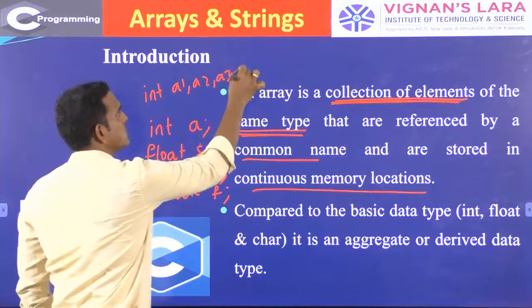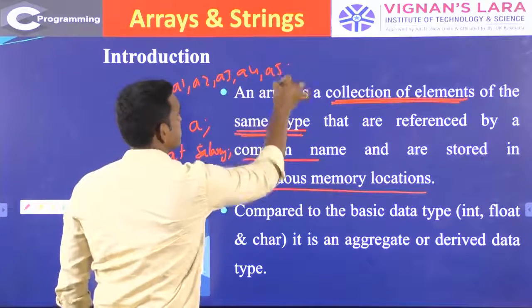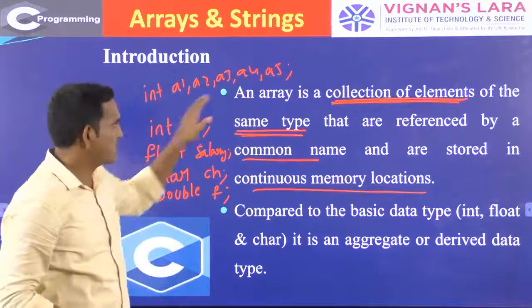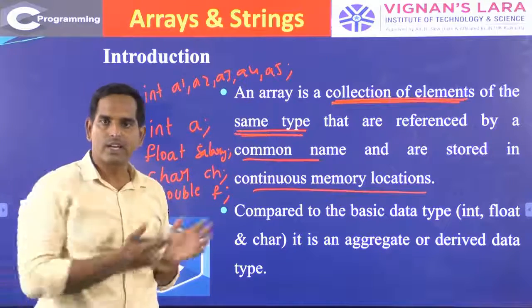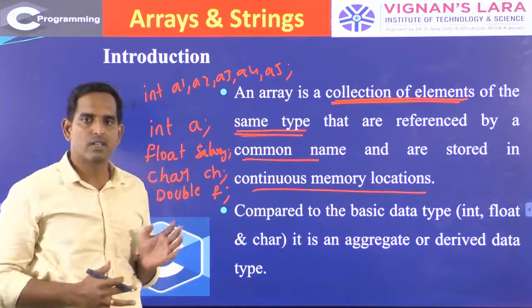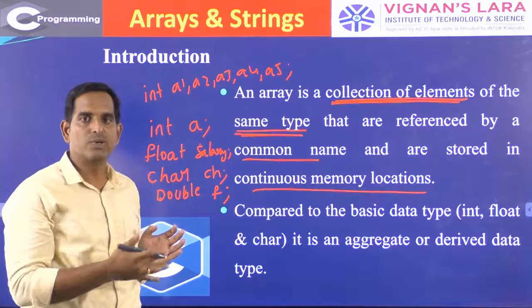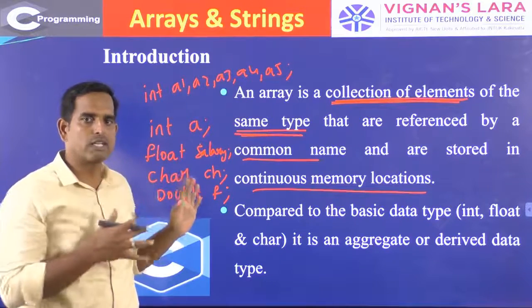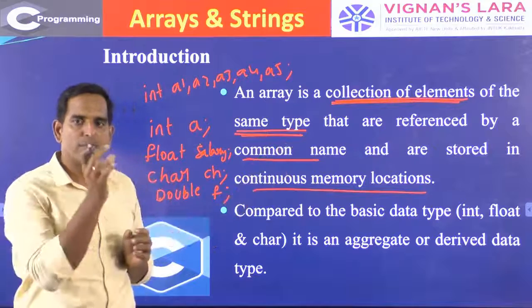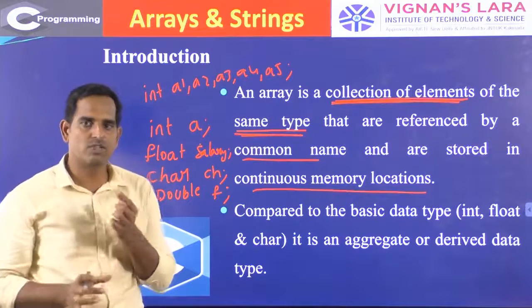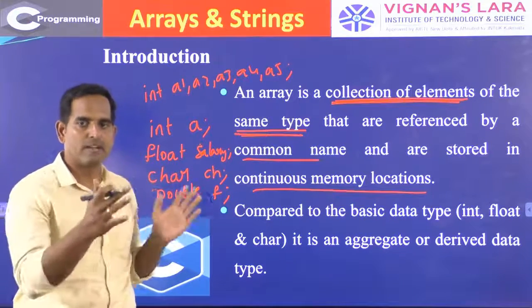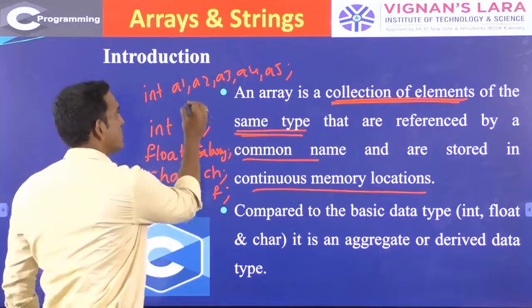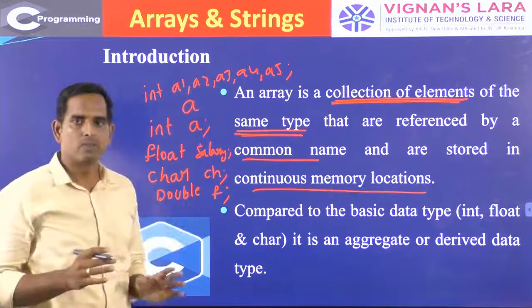I have to declare 5 different variables. But if I want to have 100 values, I cannot declare 100 different variables. It will not be feasible for you to write a program with 100 different variables. So in order to overcome that, we have arrays, where you will be referring to the whole collection of elements with a single name. That is, if I am having 100 elements, all will be under a single name A.